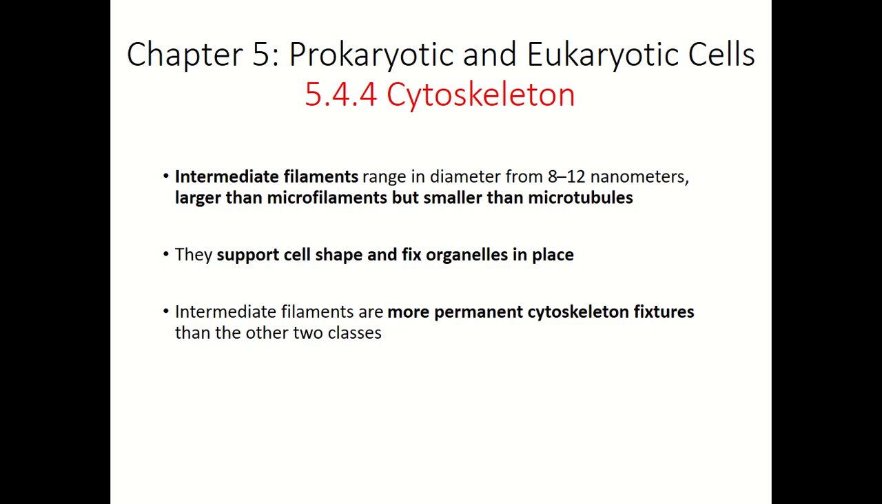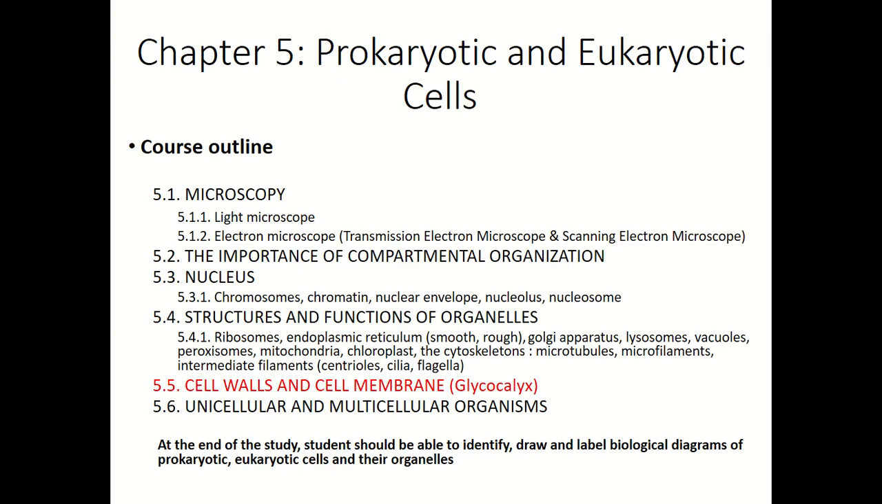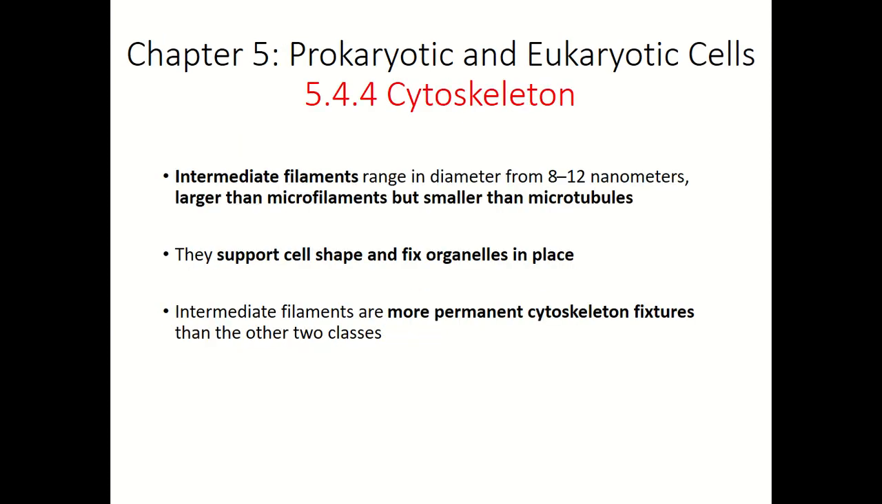So last but not least, intermediate filament. Intermediate filaments range in diameter from about 8 to 12 nanometers, as I mentioned earlier, and most intermediate filaments are composed of keratin fiber, which helps support the cell shape and fix organelles in place. Intermediate filaments are a more permanent cytoskeleton fixture than the other two classes, microtubules or microfilaments.